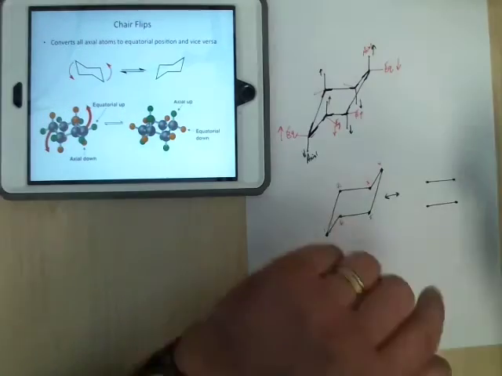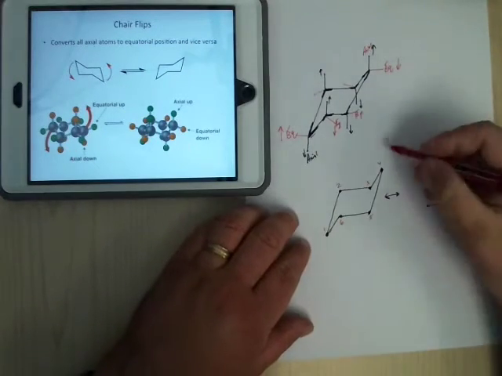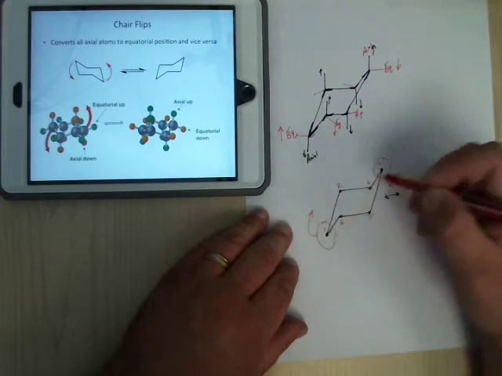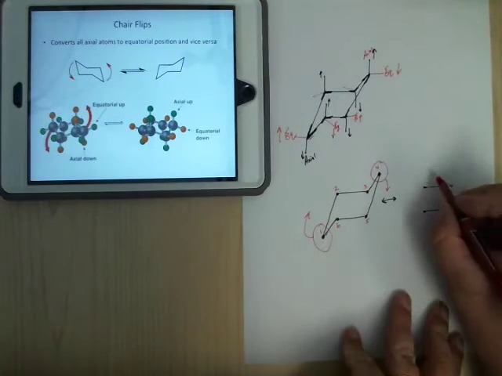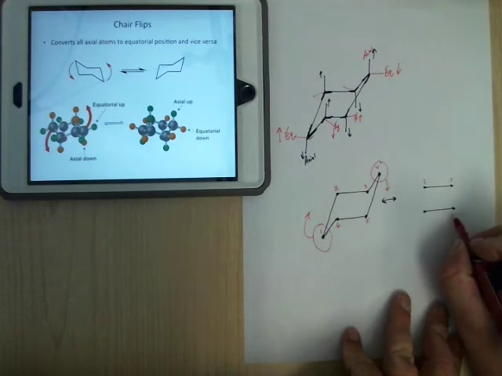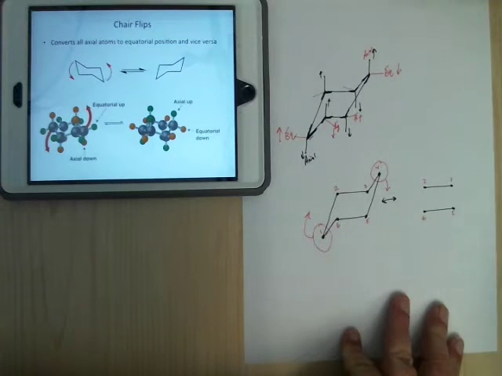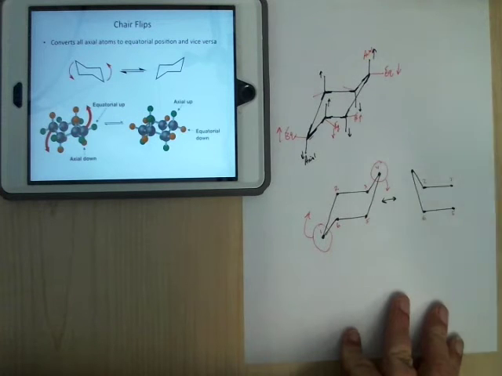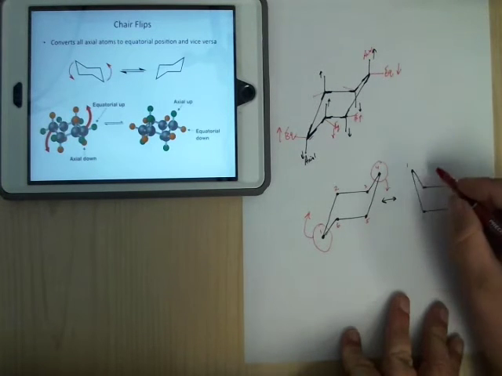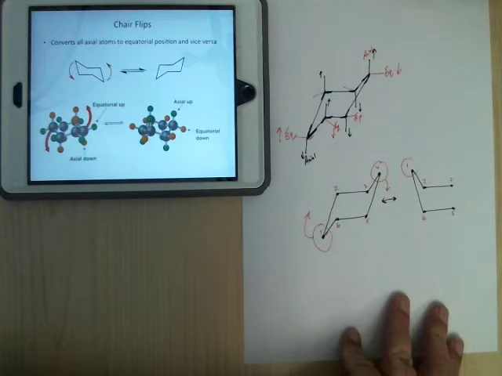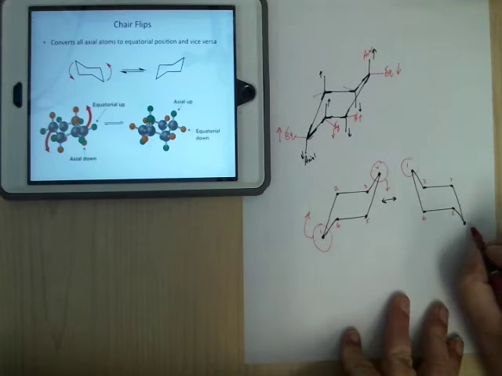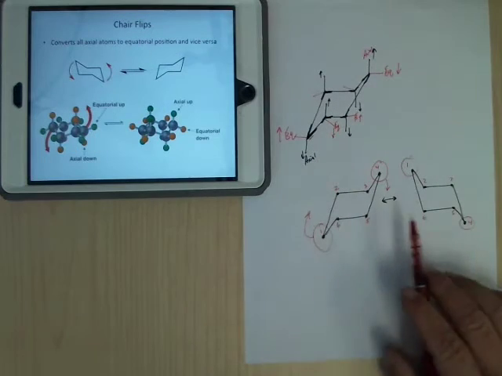Now I'm not rotating them. What I'm doing is I'm grabbing this one and rotating that down, and grabbing this one and rotating it up. So this is still going to be 2, 3, 5, and 6. But now what's happened is the 1 is up here, and the 4 is down here. So that's all that's going on.